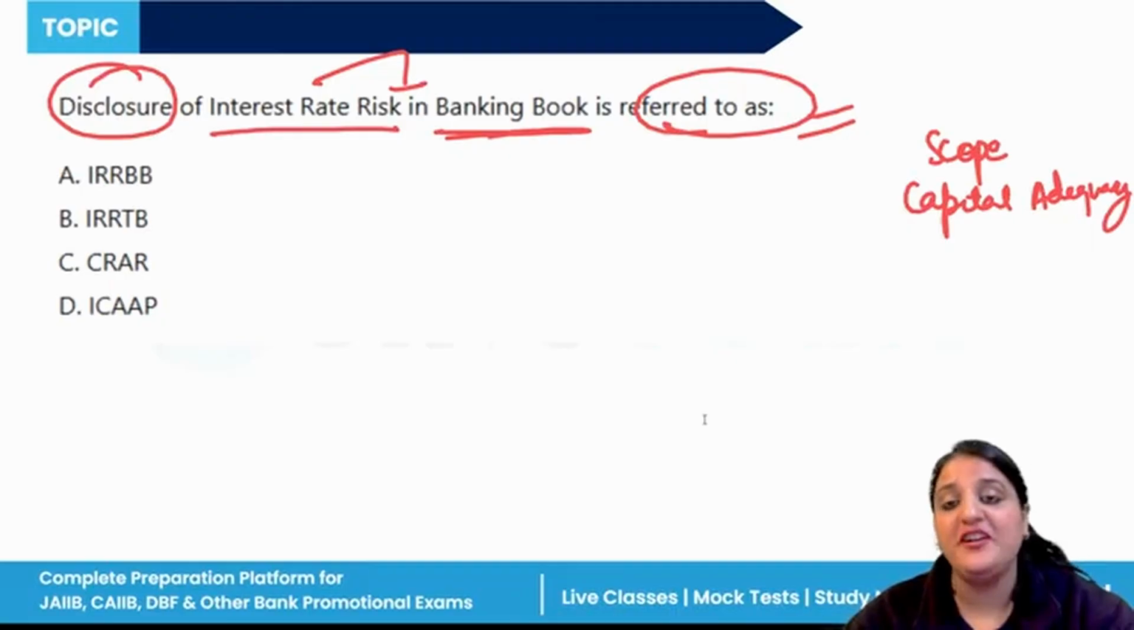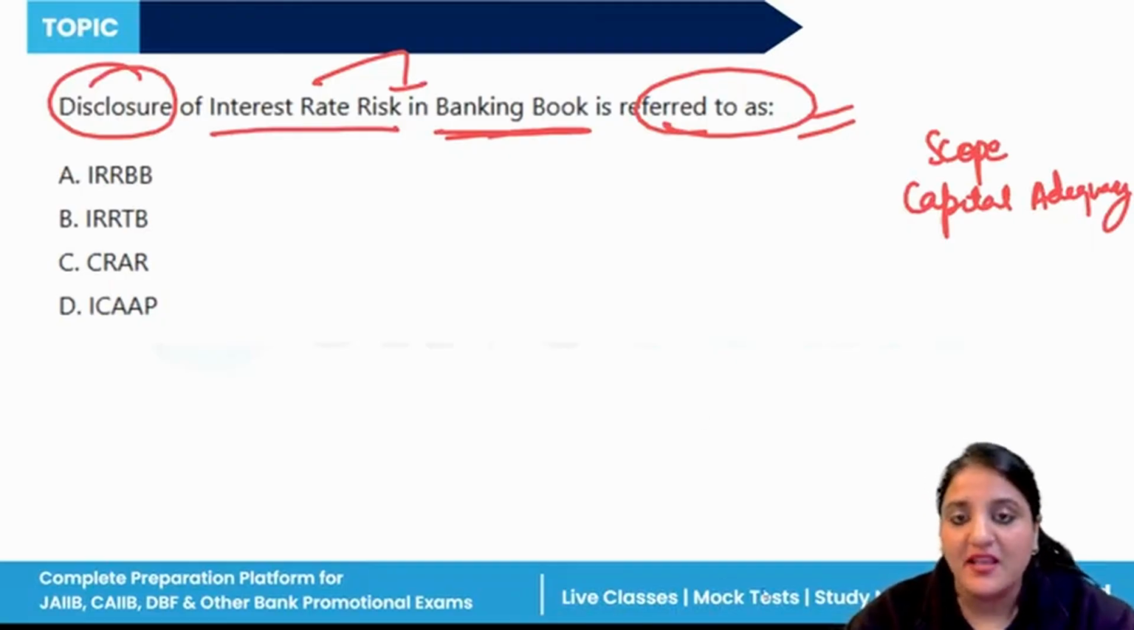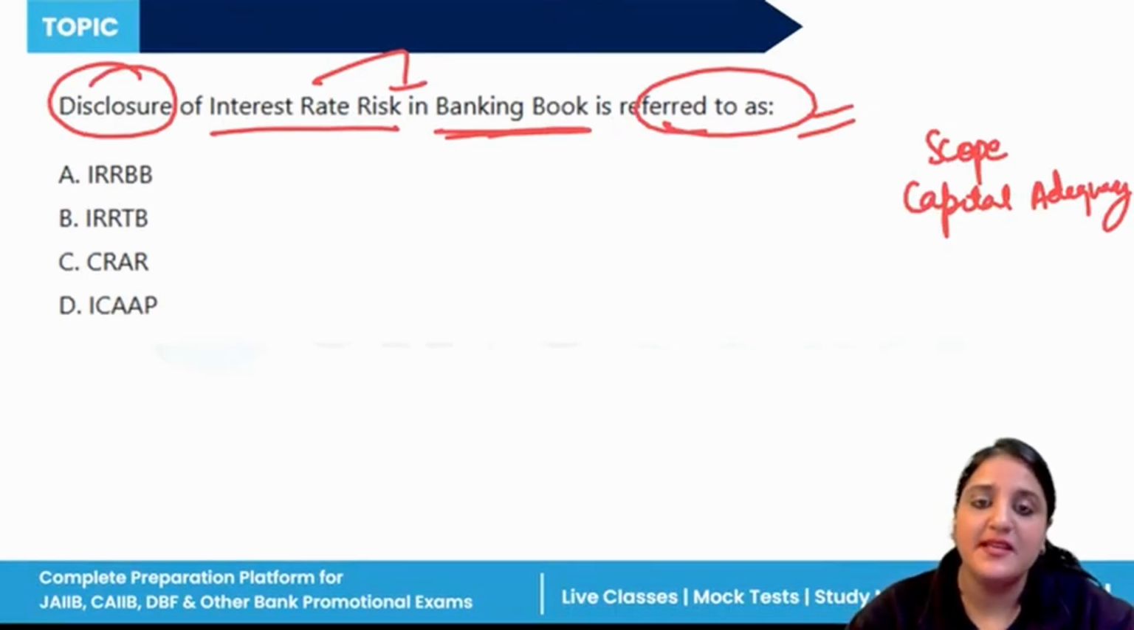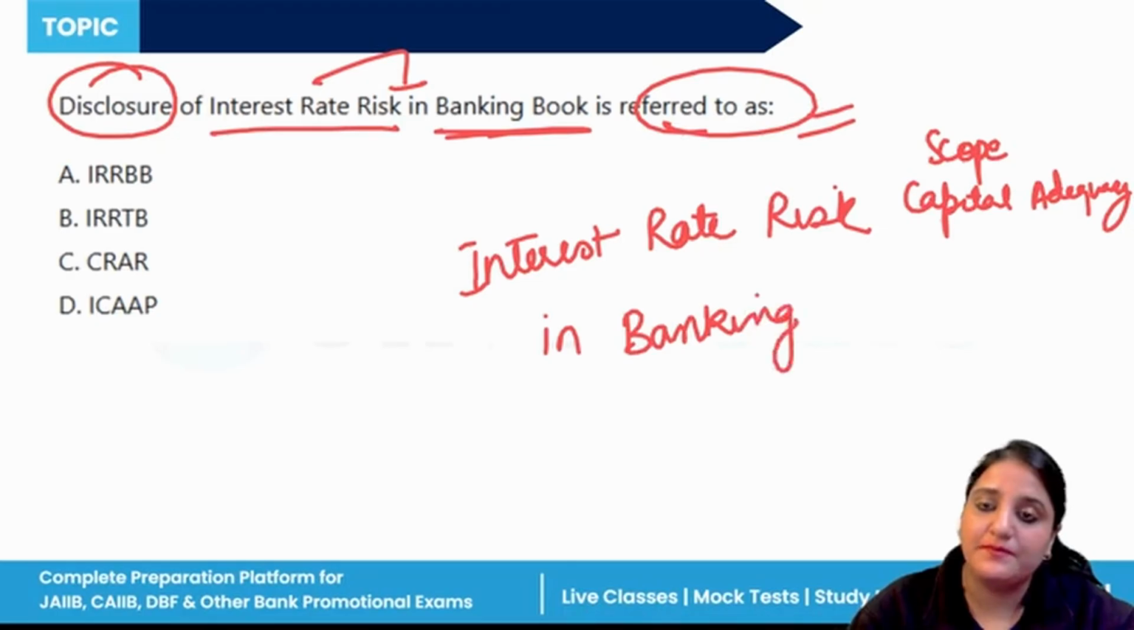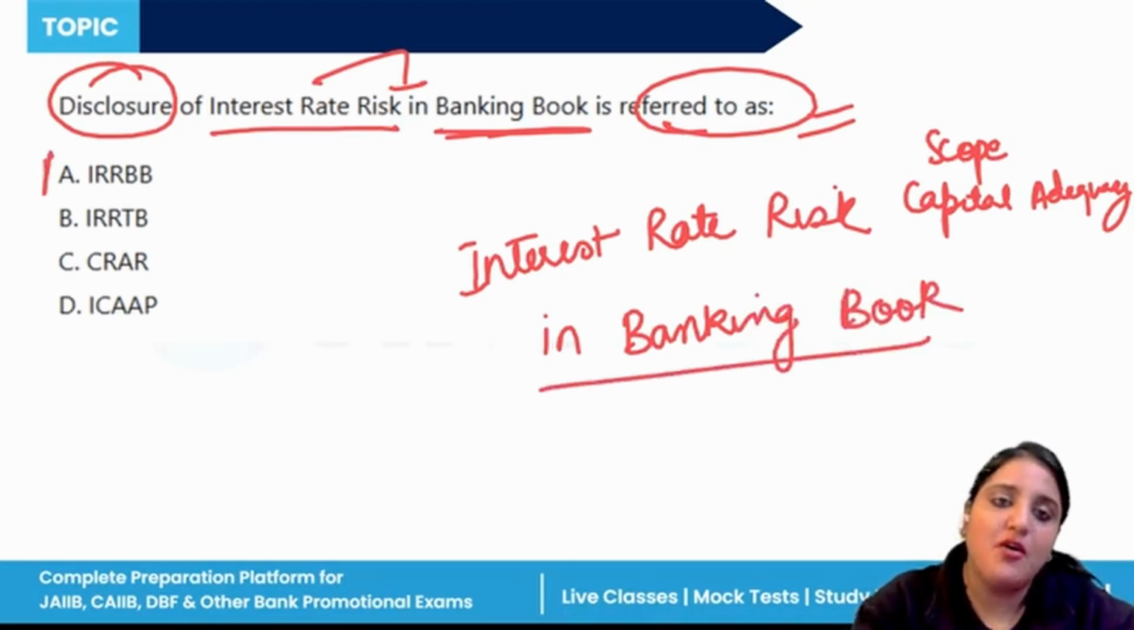So disclosure of interest rate risk in the banking book is referred to as IRRBB. IRRBB means interest rate risk in the banking book. So the correct answer is option A, IRRBB.